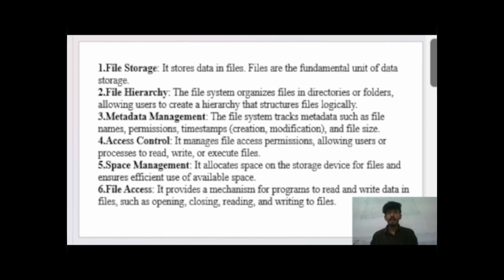Access control: if we want to enter some input in a file, before that we need to get permission for the file. Next is space management. It allocates space on the storage devices for files and ensures efficient use of available space. Then file access. It provides a mechanism for programs to read and write data in files, such as opening, closing, reading, and writing to the files.